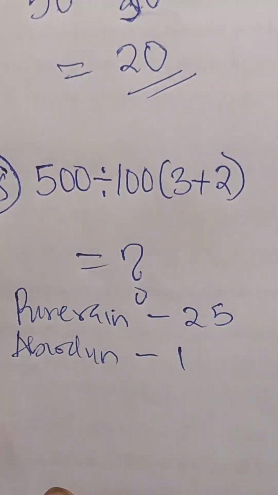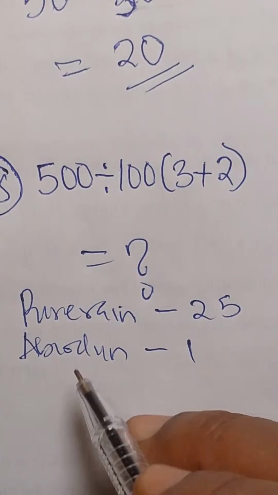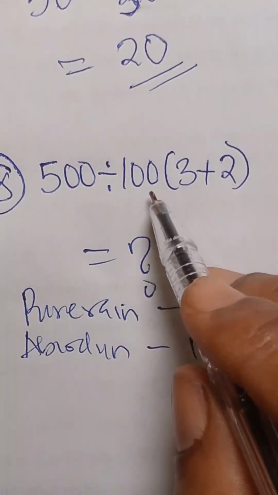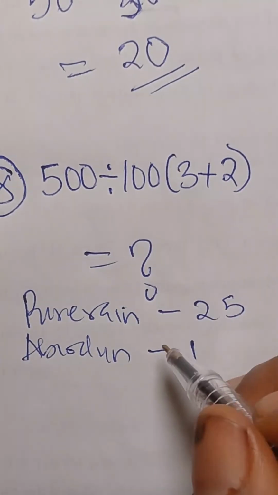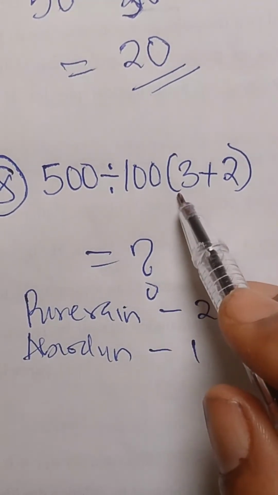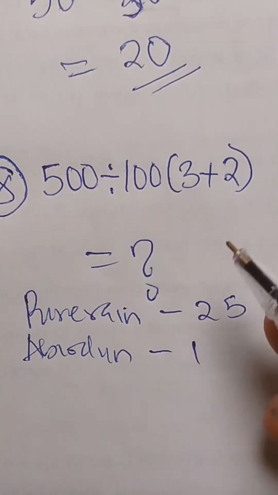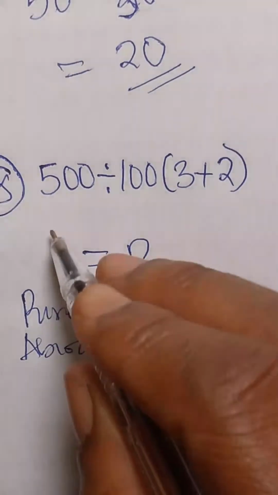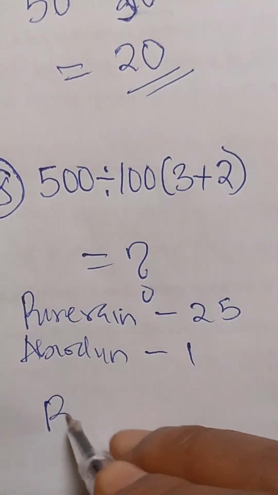So let me solve it. Let me not waste much time. So here we have 500 divided by 100 bracket 3 times 2. And we know that in mathematics, when you have brackets, it simply means multiplication. Bracket stands for multiplication. So let's solve here. Okay, we apply BODMAS.